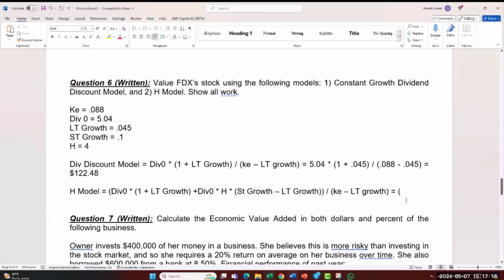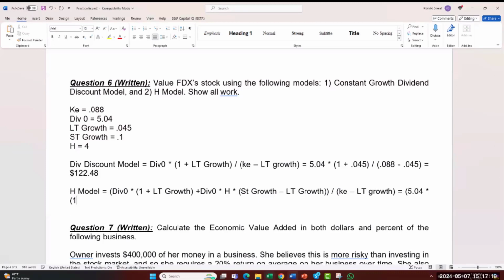So here we're going to have 5.04 times 1.045 plus 5.04 times the H times 0.1 minus 0.045. That entire thing divided by 0.088 minus 0.045. And you should get a higher number than your dividend discount model because short-term growth is greater than long-term growth. So I get 148.27.